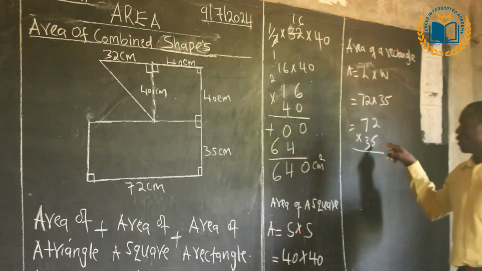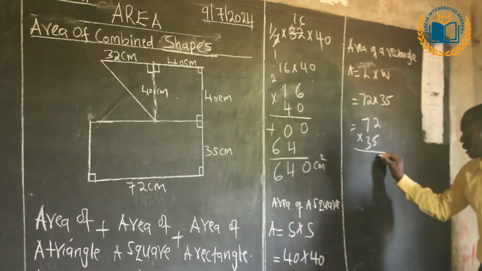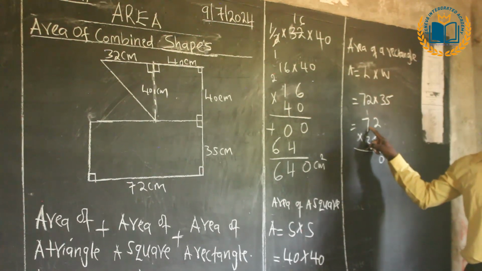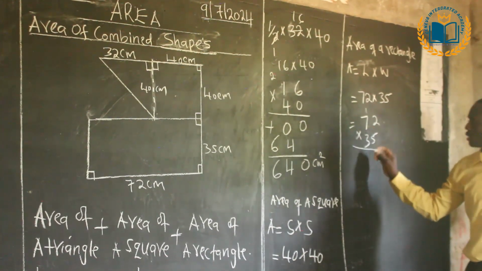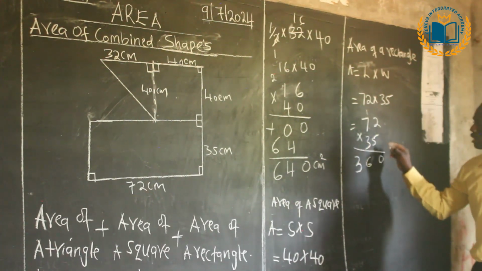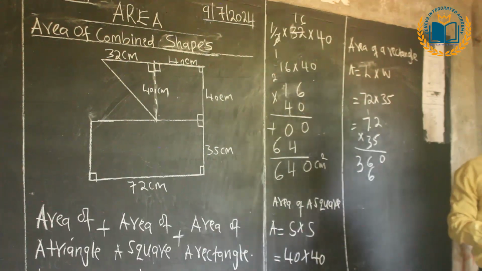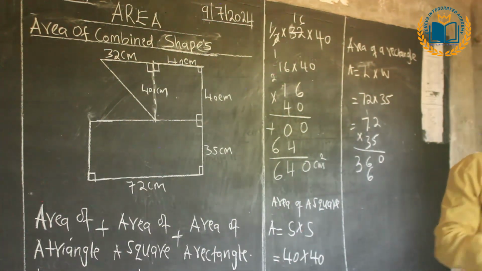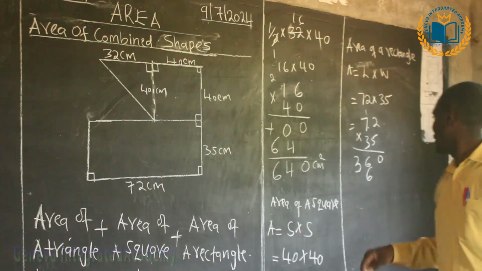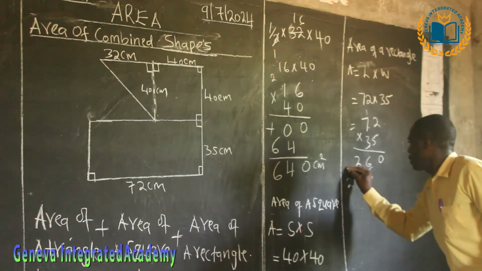So let's go. 5 times 2 is 10. We get 0, write 0, carry 1. 5 times 7 is 35, plus 1 is 36. Good. Now 3 times 2 is 6. Good. Now 3 times 7 is 21. So we write 21.